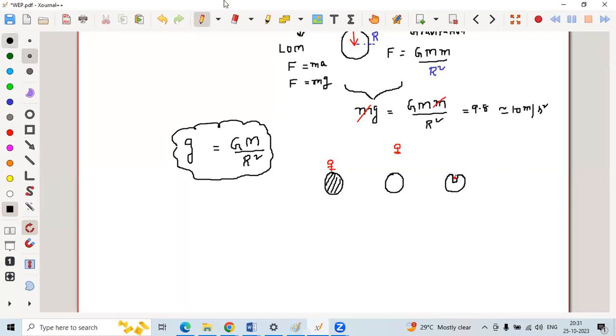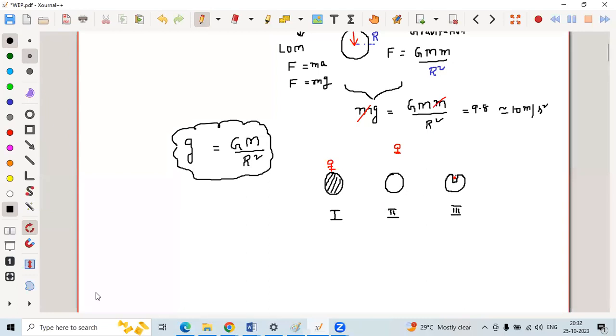Now do you know what my question is? g equal to 9.8 in which case? Case 1, case 2, case 3? Tell me all cases. g equal to 9.8 in which case? Case 1. In case 2 and case 3, g is not same.